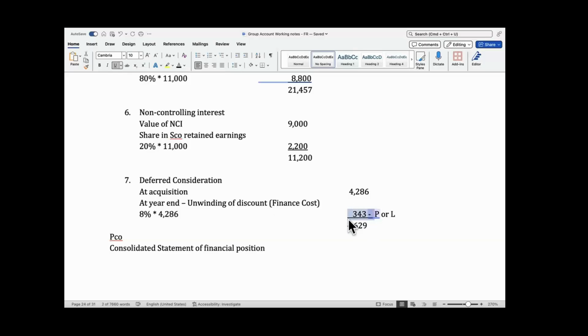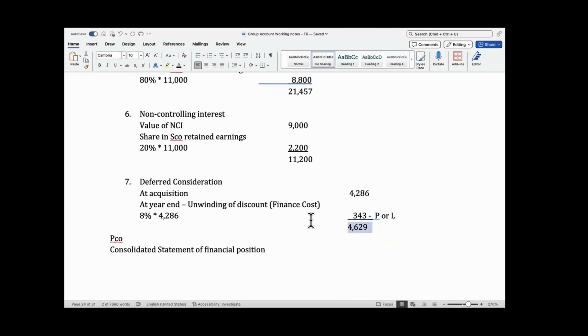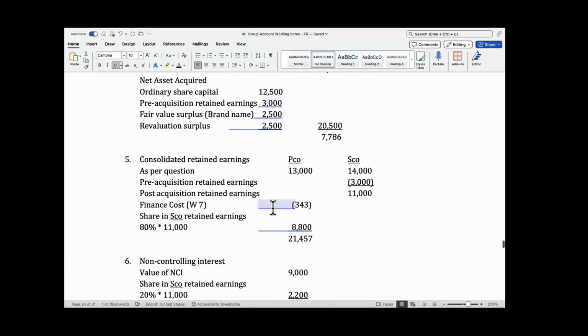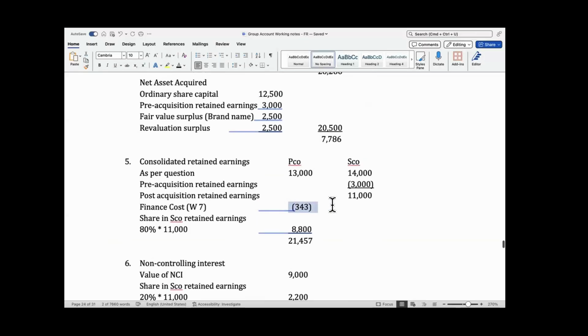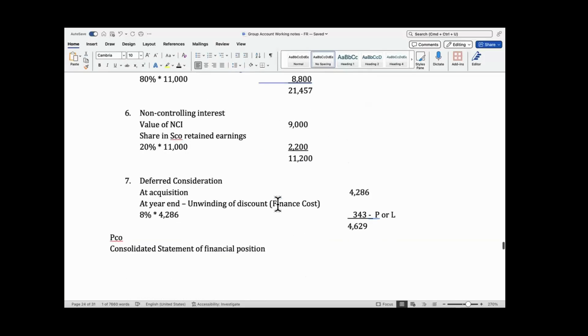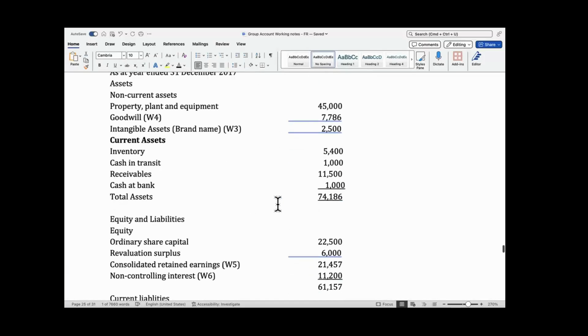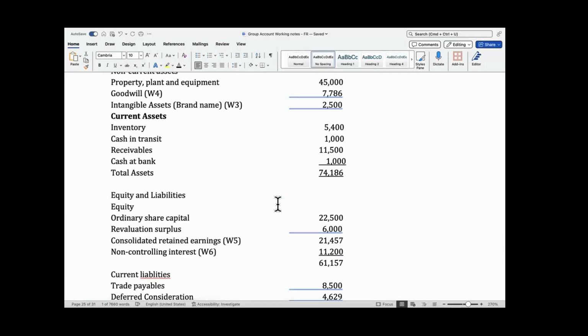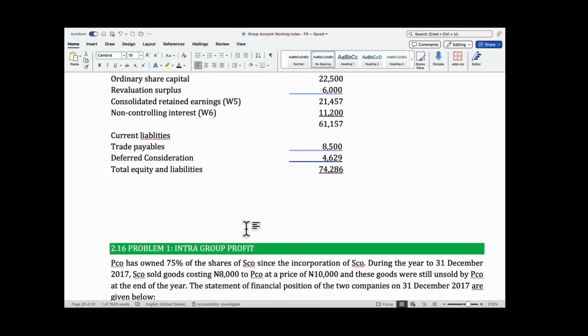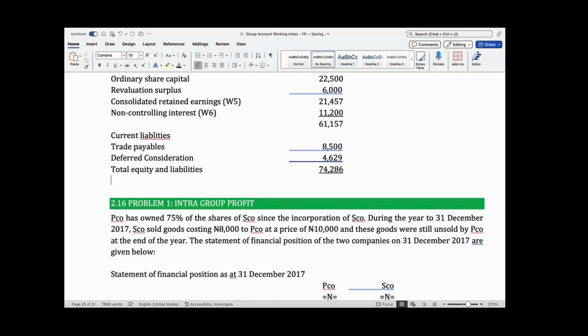So by adding this 343, and don't forget that this 343, you're also going to remove it from the parent's profits. You're going to remove it from the parent's profit. And that's it. That's really everything. Then every other thing you just add together, you consolidate to give you what you're looking for.